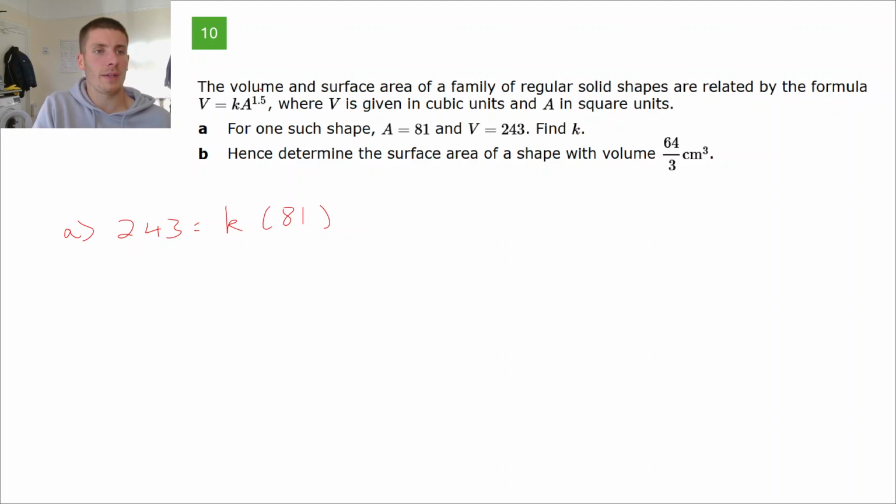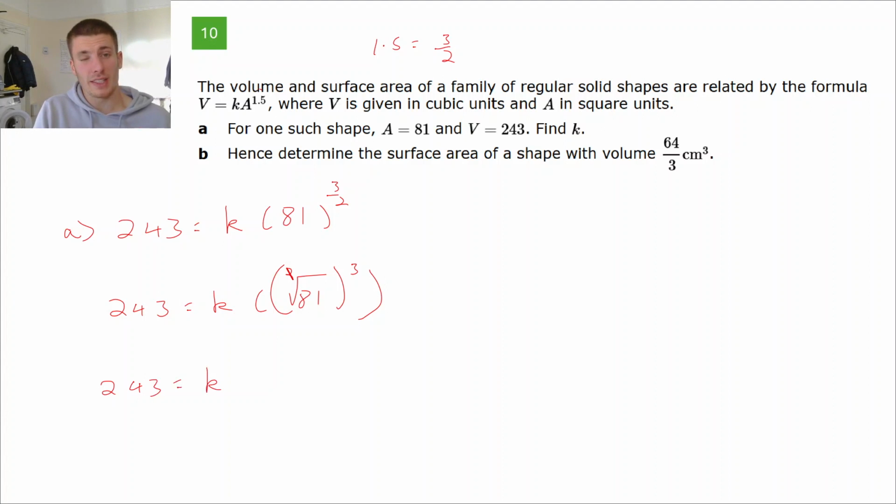So 1.5 we can write as a fraction as 3 over 2. And that's useful because now 243 is equal to K. 81 I can write as a fractional power, the square root of 81, and put it to the power of 3. So 243 is equal to K. The square root of 81 is 9. 9 cubed is equal to 729.